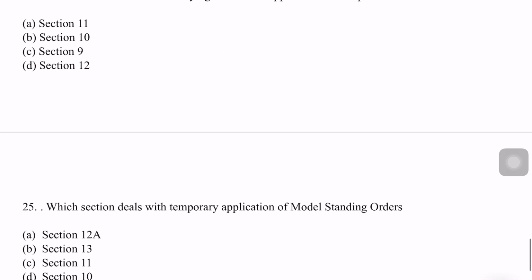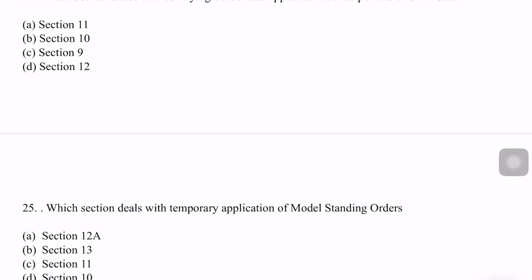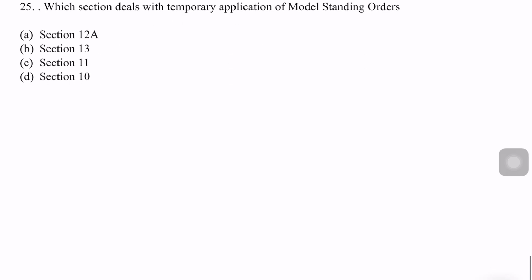Next, which section states that certifying officer and appellate authority have the powers of the civil court? Section 11. This is very important. This is the most common question. Next question, which section deals with temporary application of model standing orders? Section 12A deals with that. That's it.